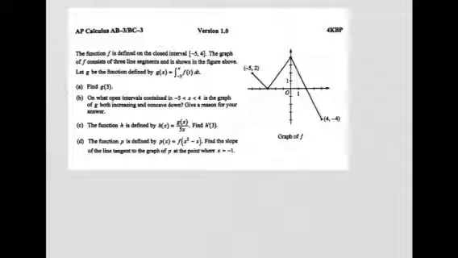Okay, the function f is defined on the closed interval -5 to 4, and the graph of f consists of 3 line segments, shown in the figure above. Yeah, there's 3 line segments. Figure above. That's to the right, buddy. Settle down. Let g be the function defined by the integral.